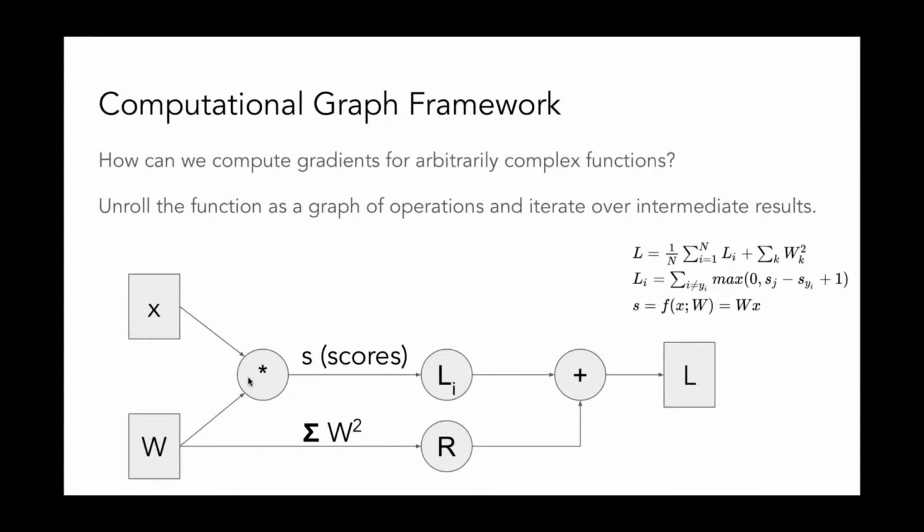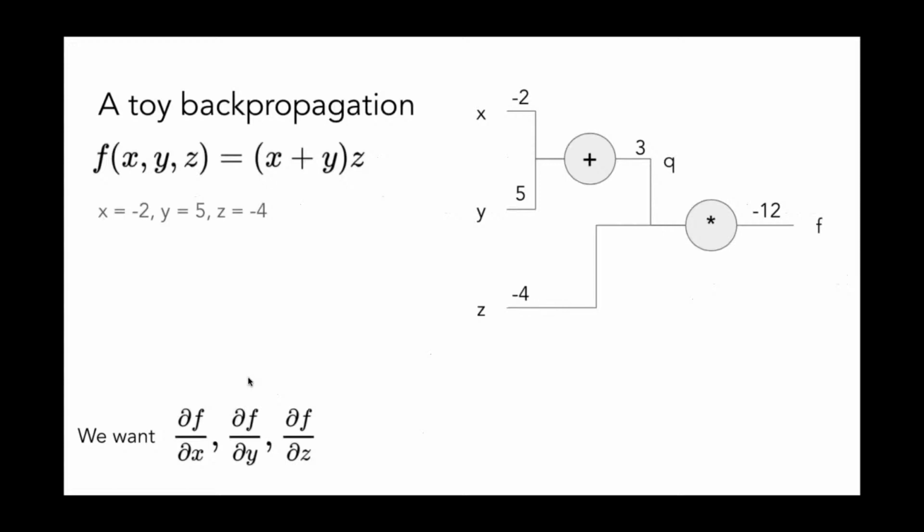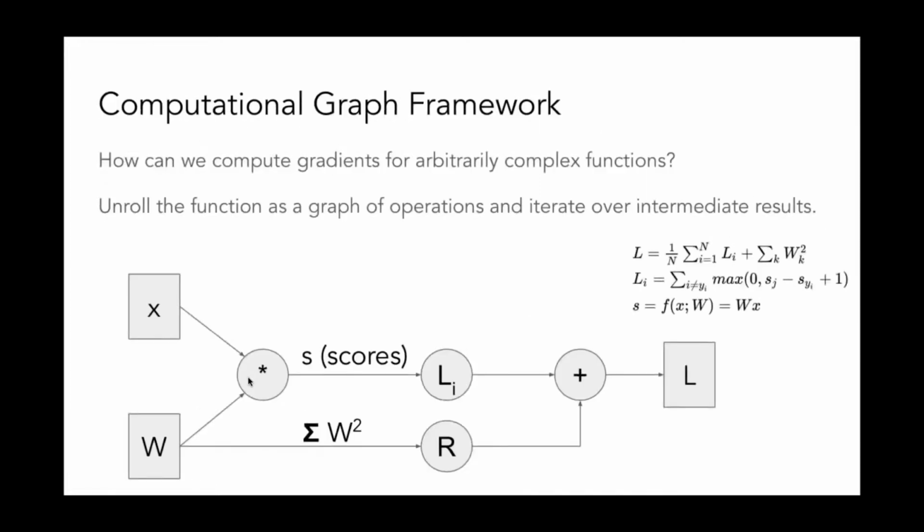And the idea is that once we have this graph, we can use a technique called backpropagation in order to calculate the contribution of all of our weights to the result of intermediate stuff.